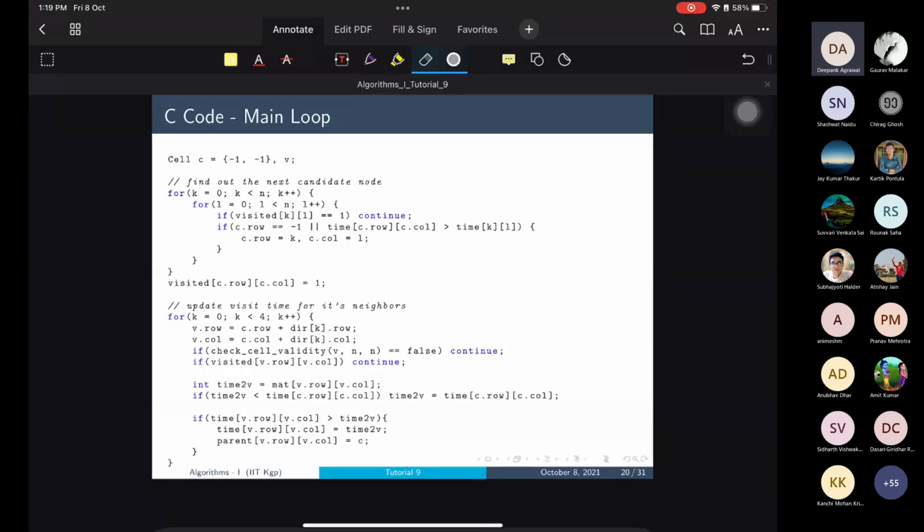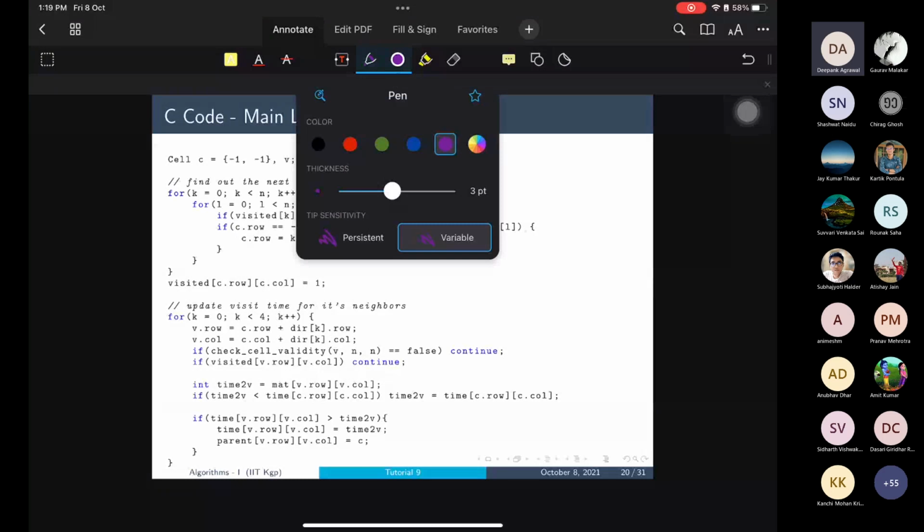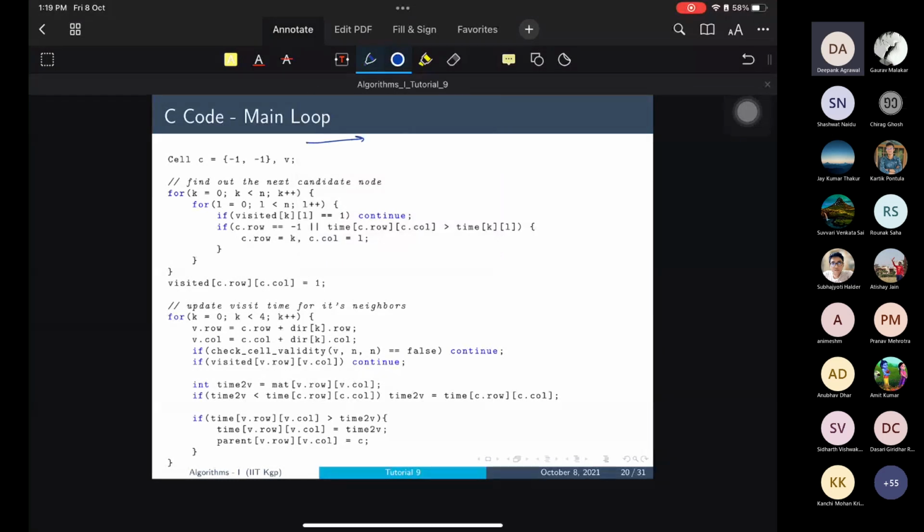I think I have missed one thing here. There will be a loop for i from 1 to n. I hope the basic implementation of Dijkstra was covered in the class, right? Yeah. Okay, so this is the particular loop where we are finding the next candidate node.